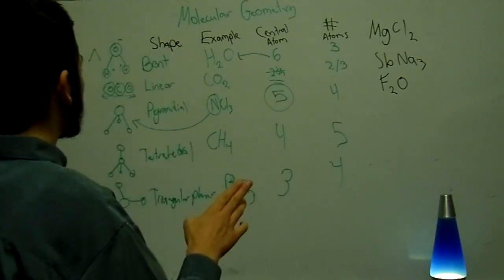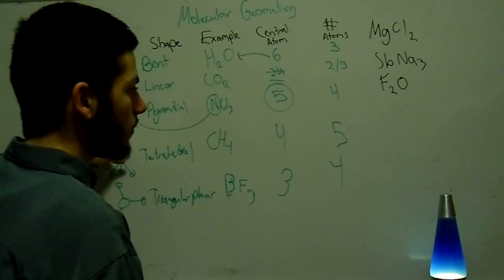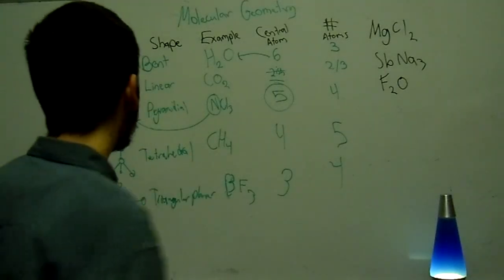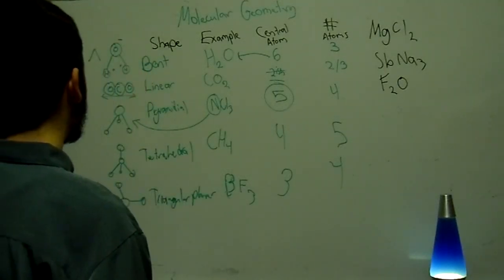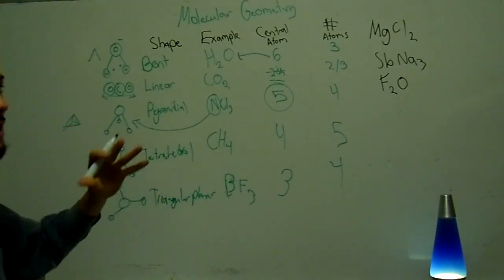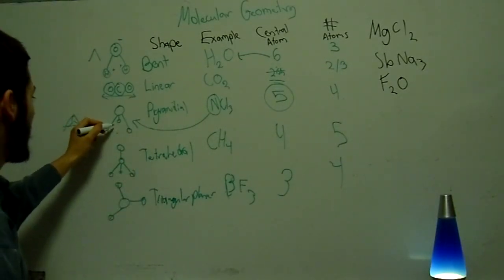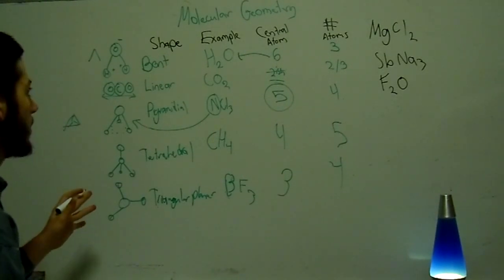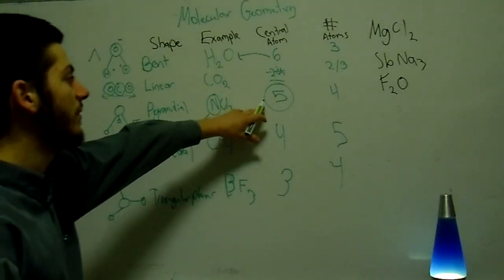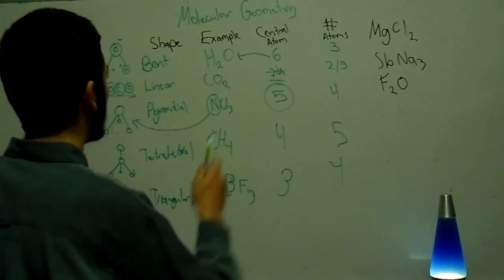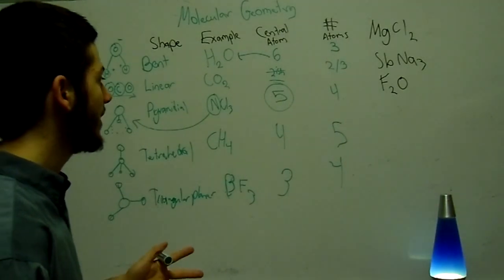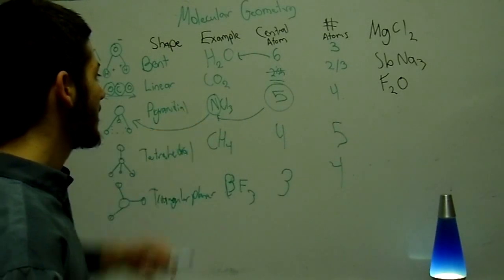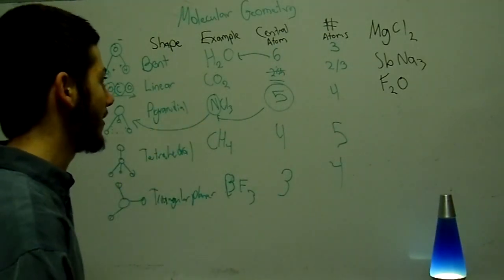Next we have pyramidal, and this one's basically a pyramid shape. So you can use your imagination a little bit. It looks like a triangular pyramid, and this one has the central atom in group 5 and the number of atoms being 4. So this one's pretty simple to remember. An example of this is NCl3, and we can see that the nitrogen is in group 5 there, so that's the central atom.